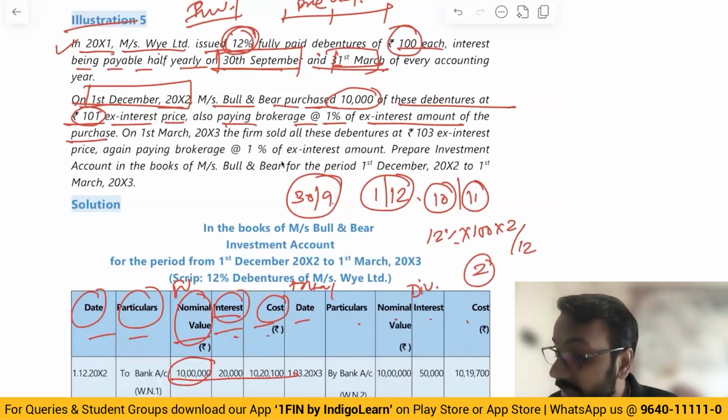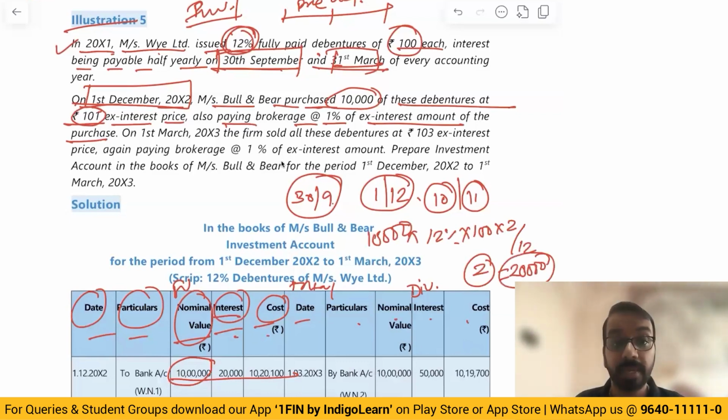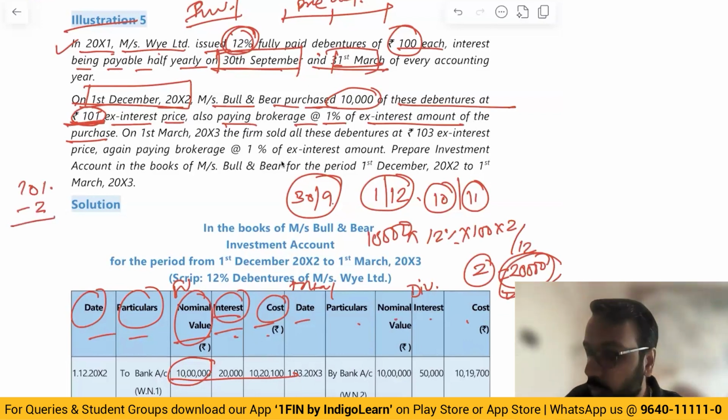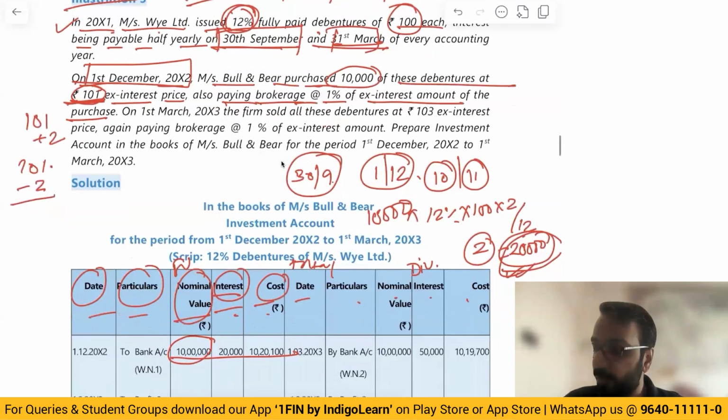This if I multiply by 10,000, that is 10,000 into 2, I get 20,000. Okay. So this is one thing that we need to understand, that this is the interest value that we will pay separately. Now, if this was given cum interest, let us say 101 cum interest, then from this 101 cum interest, we would have reduced 2 of interest. But here we will say 101 plus 2 of interest. 20,000 is interest. Okay. And brokerage of 1%.